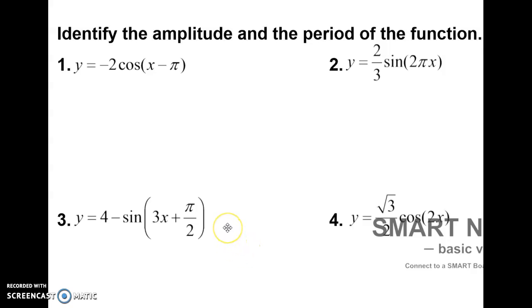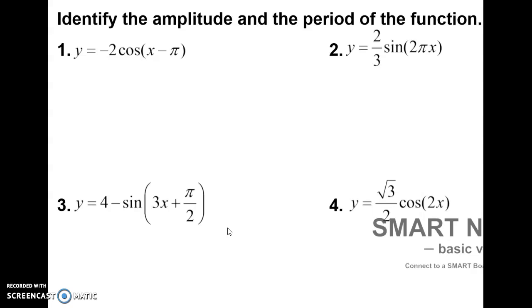So here we have some problems. I want you to think about these for a second, and then we're going to look at them together. So take a second, look those over, try to review. How would you find amplitude and period?